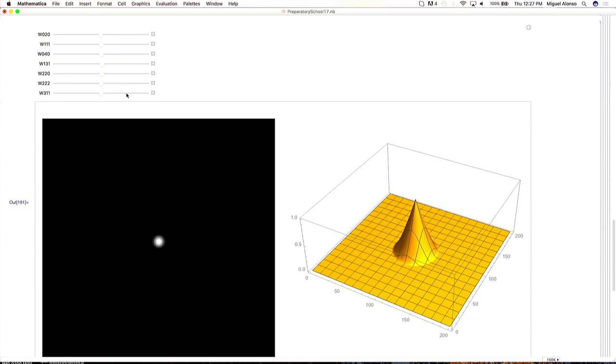And finally, what will happen when I add distortion? Let's see. My point just moved because this corresponds to a point here. And when I add distortion, then it just moves down. It doesn't change the quality of the image, just moves it to another place. So it's very easy to model the effect of aberrations with wave optically as well as ray optically.